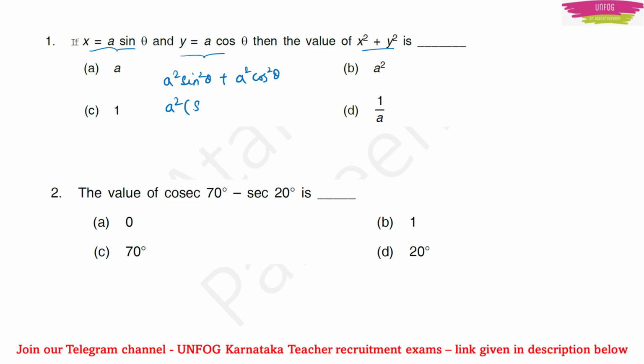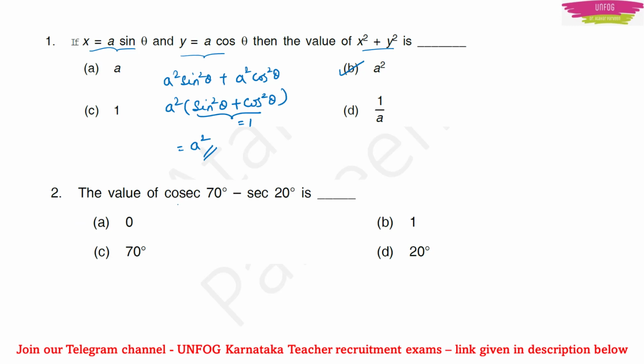Now take a square common. You will have sin square theta plus cos square theta inside the bracket, and use the identity. This is equal to 1, right? So your answer will be a square. Option B will be the correct answer. Okay.